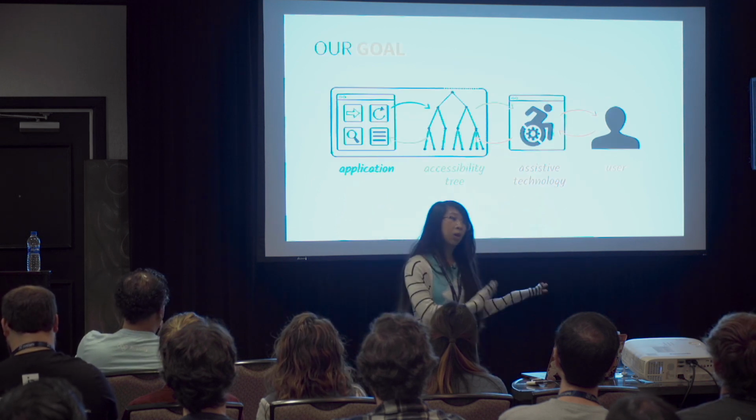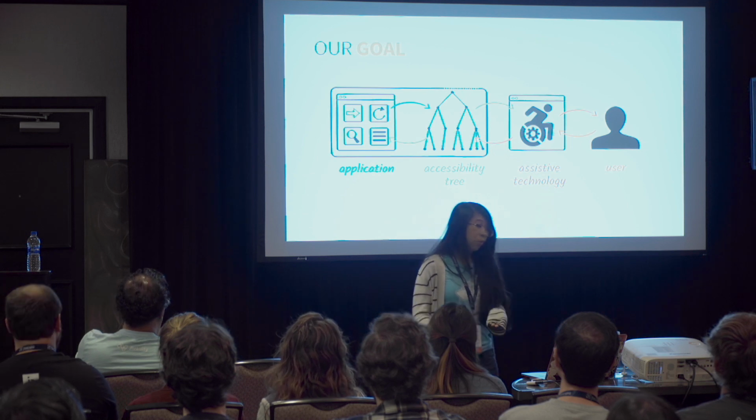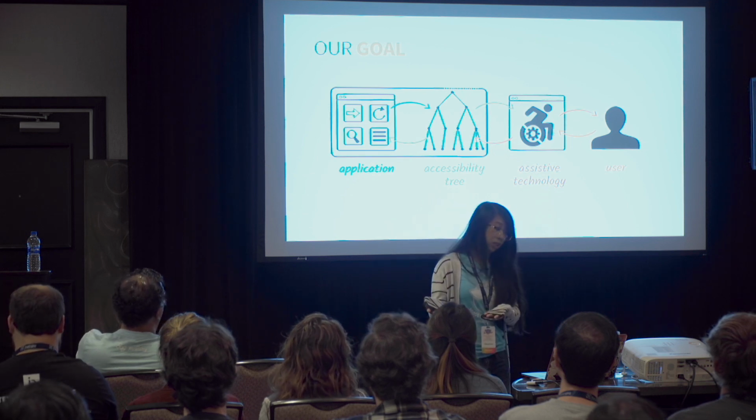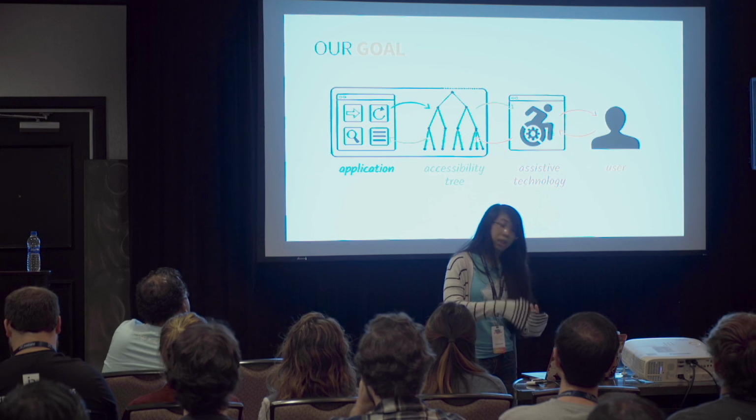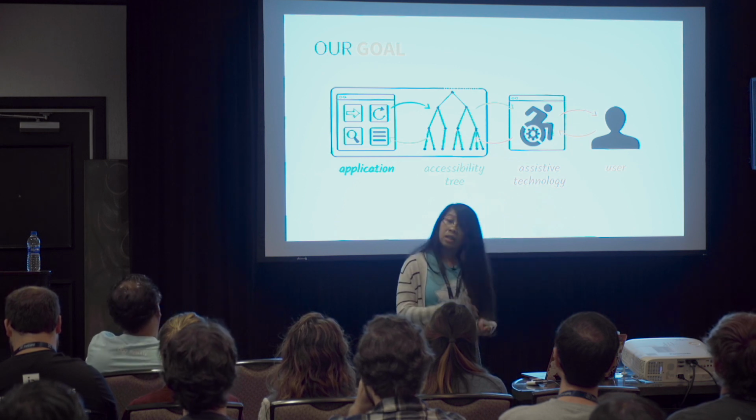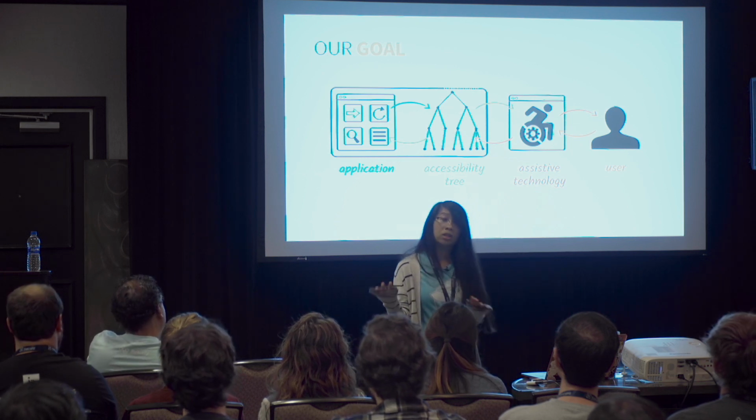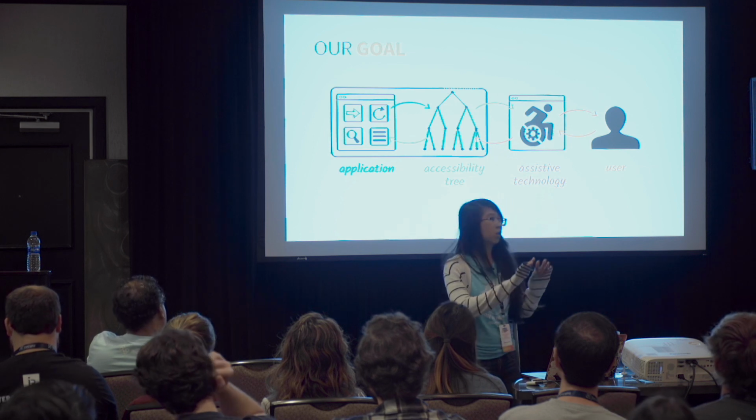So for us, this is what we want to do as a developer. We want to provide enough information to the accessibility tree so that an assistive technology can use it and translate it to the user, if that makes sense. Are there any questions on that?